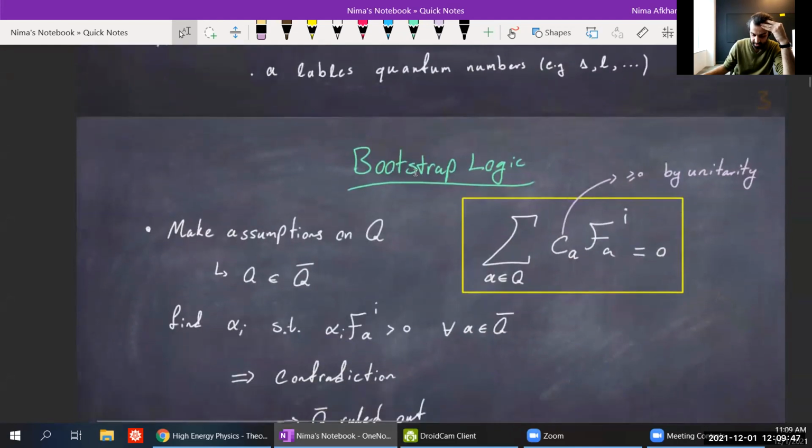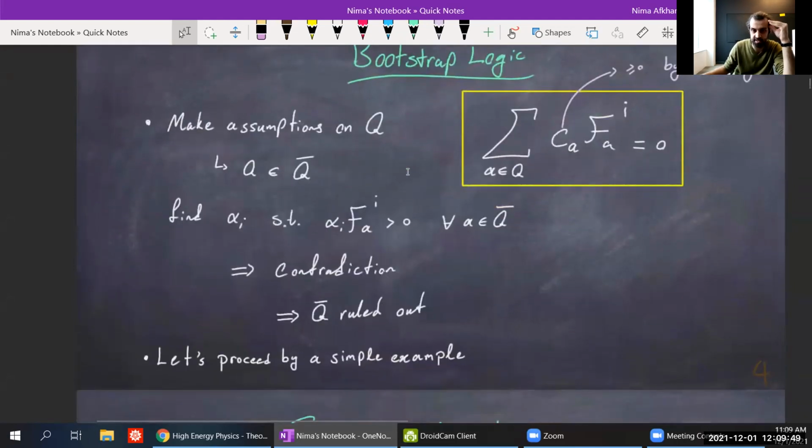Okay. Now, the logic of the bootstrap, like I said, is finitely many equations now, but infinitely many unknowns. The logic is typically we make some assumption about this Q, which is the operators that can appear in this expansion. Say Q belongs to some subset of all possible things, Q bar. And what we try to do is find a set of numbers alpha_i such that the sum of alpha_i F_i is greater than 0 for all these quantum numbers that are in this reduced subset.